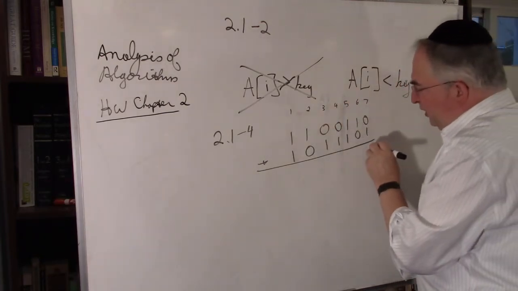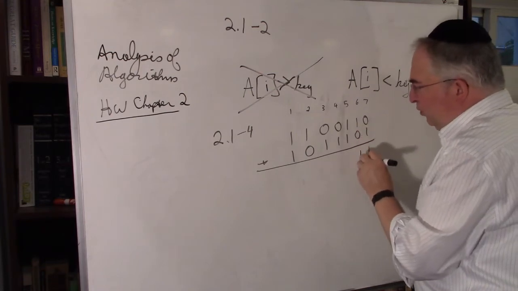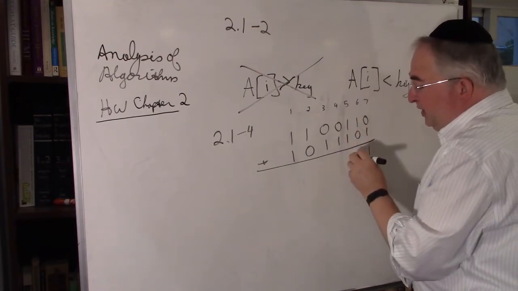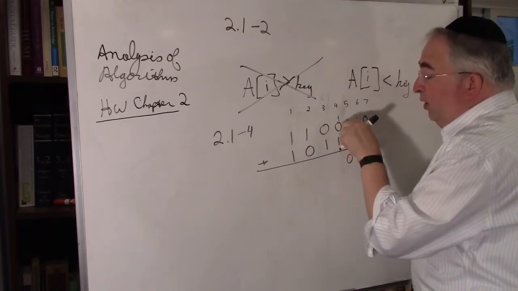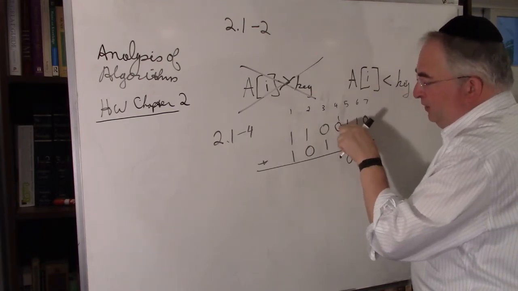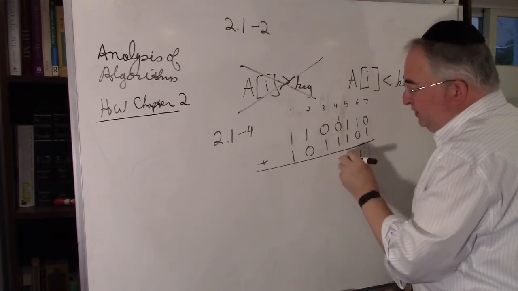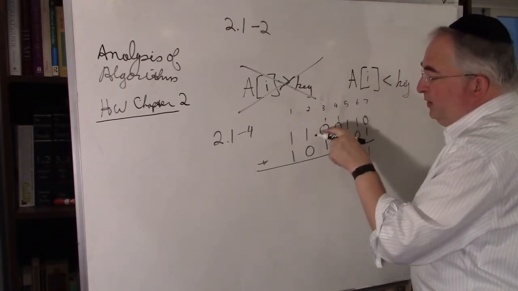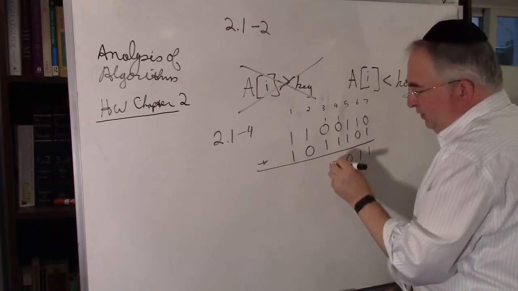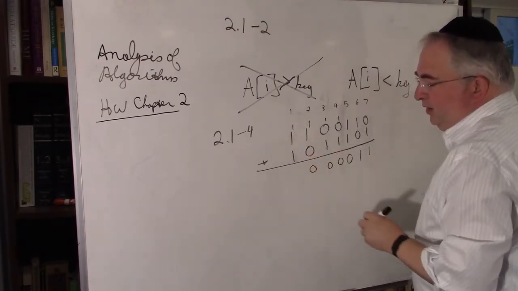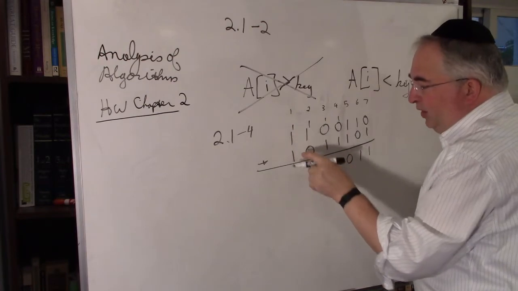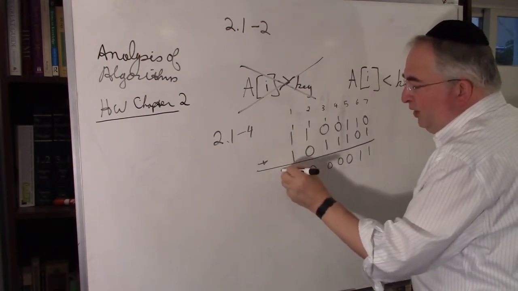Okay, 0 plus 1 is 1. 1 plus 0 is 1. 1 plus 1 is 0, carry the 1. 0 plus 1 is 0, carry the 1. 1 plus 0, 0, carry the 1. 1 plus 1 is 0, carry the 1. Okay, 1 plus 1 plus 1 is 1, carry the 1, and we go there.